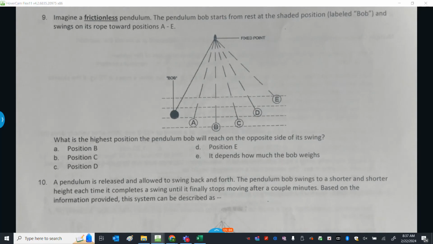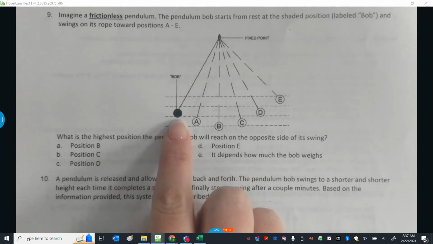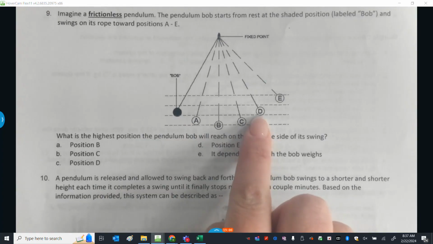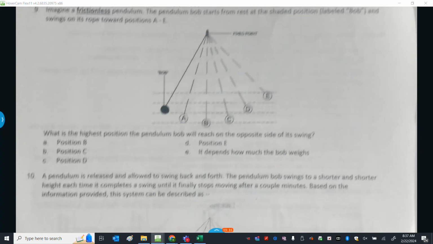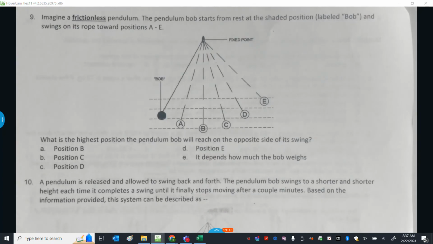And so it started here. On this side, it should reach here. That's D, position D. That's not answer choice D, though. Hopefully you read them carefully. But it should swing up here and then just go back and forth, theoretically forever, because there's no friction. Okay, the answer you should have selected, position D, is actually answer choice C. So that's what you should have put for number 9 is C.